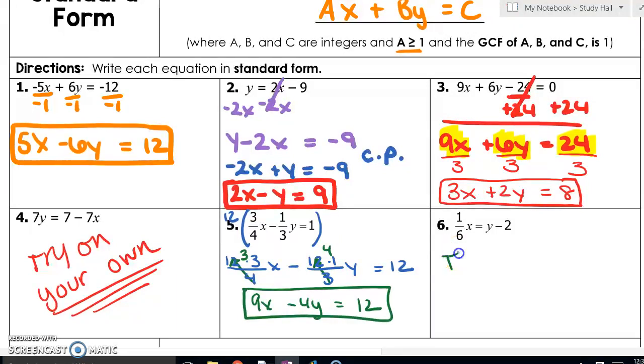Okay, I'm also going to let you try this one on your own and make sure that you complete it so you get a full grade on the packet.